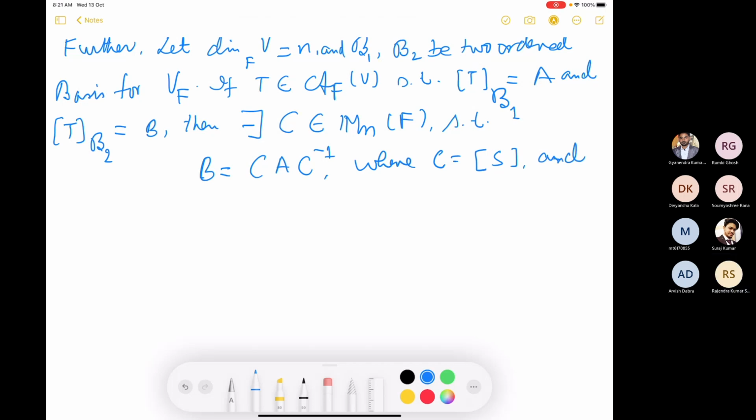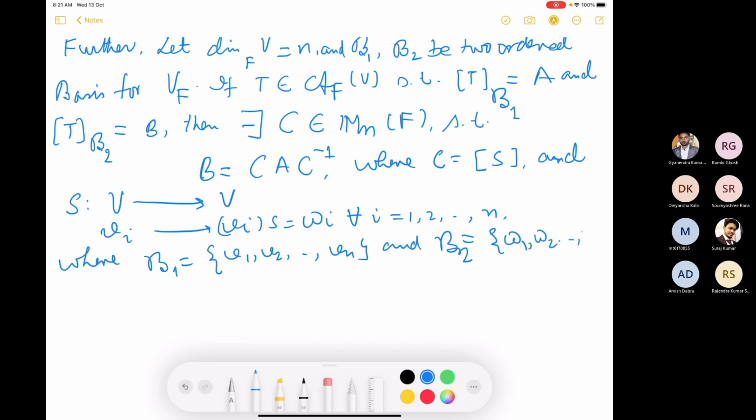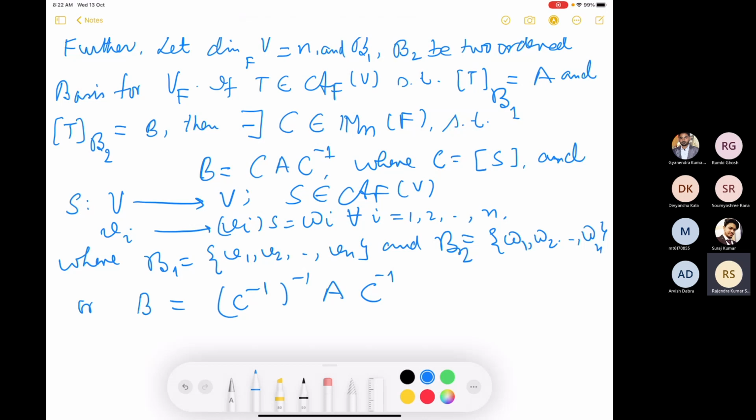And S is what? S is the linear transformation from V to V, which maps in order the vectors V_i to W_i for every i from 1 to n, where we know that B1 is V1, V2, ..., Vn, and B2 is W1, W2, ..., Wn. So this is the linear transformation here, and this is regular because it maps basis onto basis, and this is the matrix. You can also write that B is equal to C inverse A C.